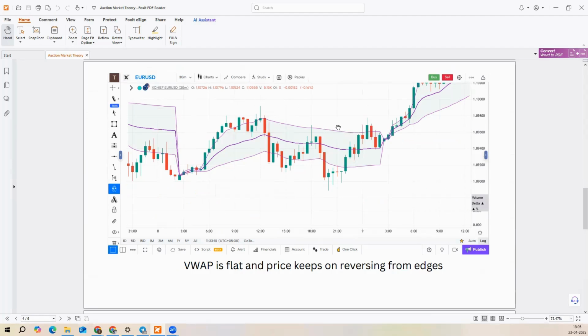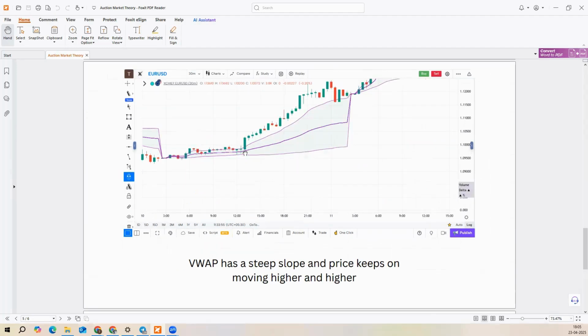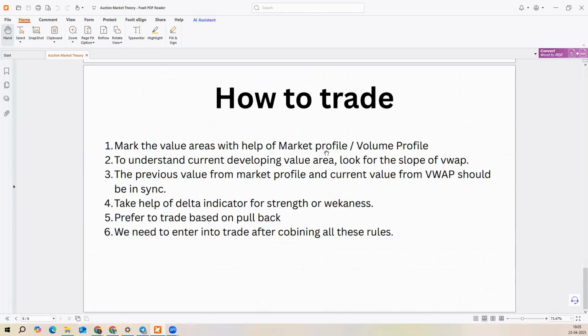This is the example of flat VWAP, where we can see that the price is moving from value area high to value area low. However, in this case, we can see that the VWAP is in slope and price is moving fast, with a small pullback, and then price is moving in the same direction. How to trade? You have to mark the value areas with the help of market profile, then take the help of VWAP, whether it is in slope or flat, then take the help of delta indicator for strength and weakness.